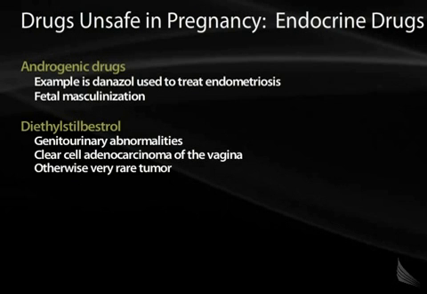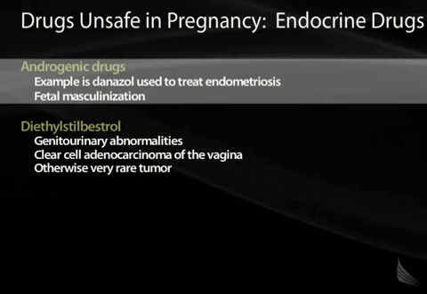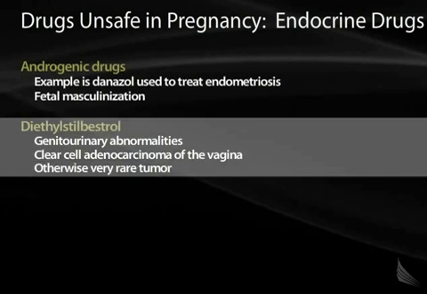Other medications that are unsafe during pregnancy include androgenic drugs, for example, danazol. They can cause fetal masculinization. And DES, or diethylstilbestrol, is a medication not used anymore. However, back in the 60s and 70s, it was used commonly, and babies that were born from women taking this medication, which is an earlier form of birth control, developed clear cell adenocarcinoma of the vagina, which is otherwise a very rare tumor.